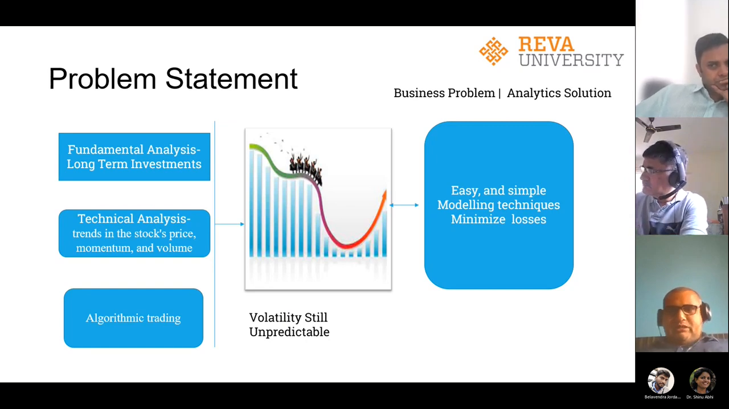So right now my approach is to look at it from a newer angle, that is, using modeling techniques. My approach will be to use easier and simpler modeling techniques. Initially, I'll start with simple machine learning techniques, then go on to advanced machine learning techniques, and then to deep learning techniques.